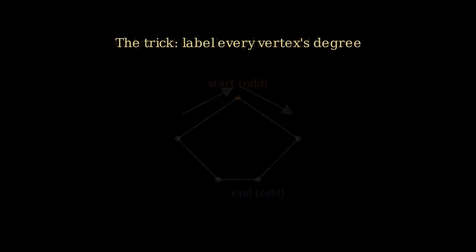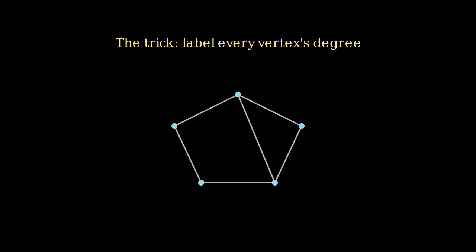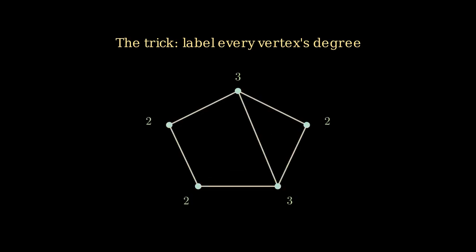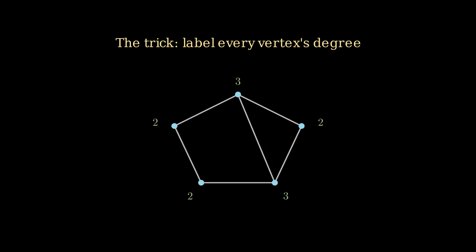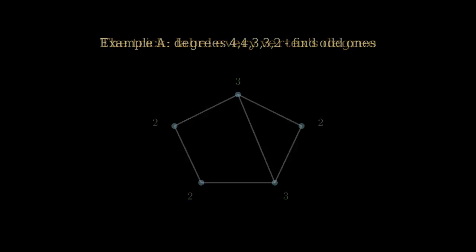Here's the trick, and it resolves almost every problem in this section instantly. Before attempting anything else, write the degree of every single vertex directly onto the diagram. Nearly every graph theorem you'll meet at this level comes down entirely to the pattern of which degrees are odd and which are even.